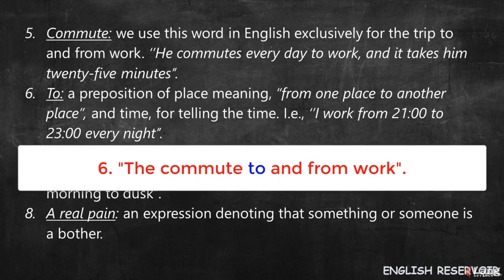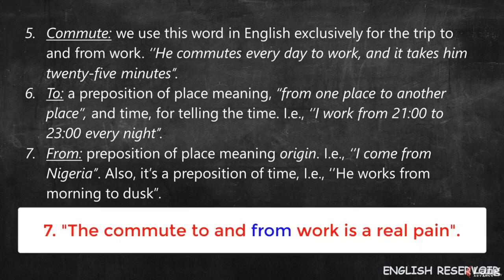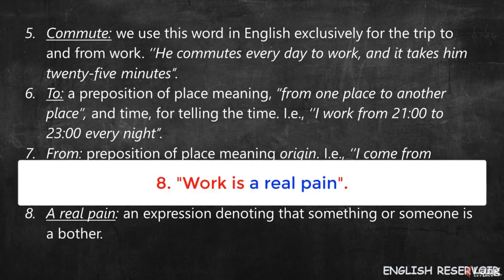6. To. A preposition of place, meaning from one place to another place, and time, for telling the time, i.e., I work from 9 o'clock to 11 o'clock every night. 7. From. Preposition of place, meaning origin, i.e., I come from Nigeria. Also, it's a preposition of time, i.e., he works from morning to dusk. 8. A real pain. An expression denoting that something or someone is a bother.